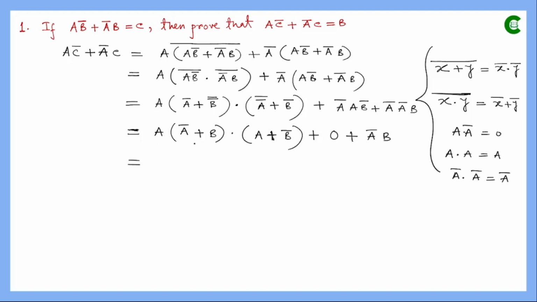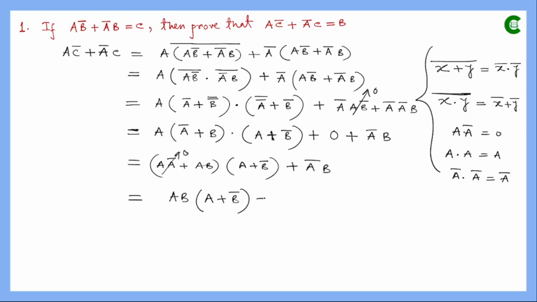Now if we perform AND operation between these two terms, it will be a bar and then we will have ab, and then the second term is a then b bar and then we have a bar b. Now a bar a again will give us 0 like we had here. So the only term left behind is ab, and then here we have a then b bar and then we have another a bar b.